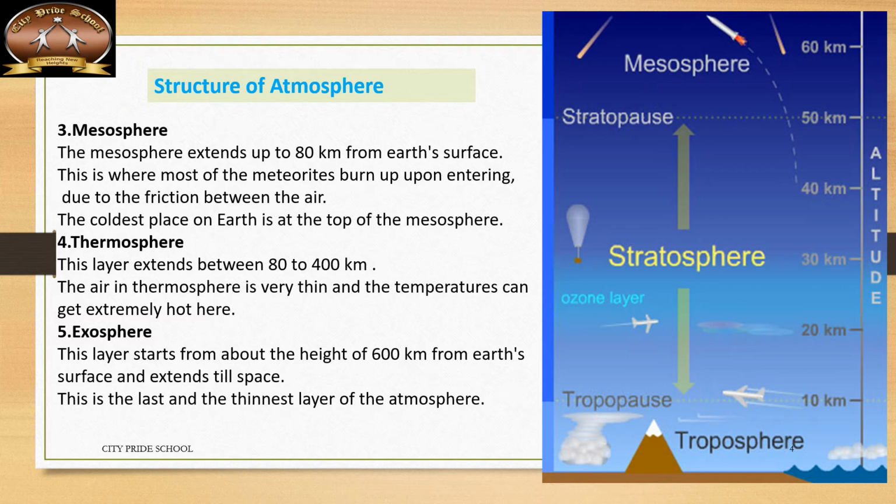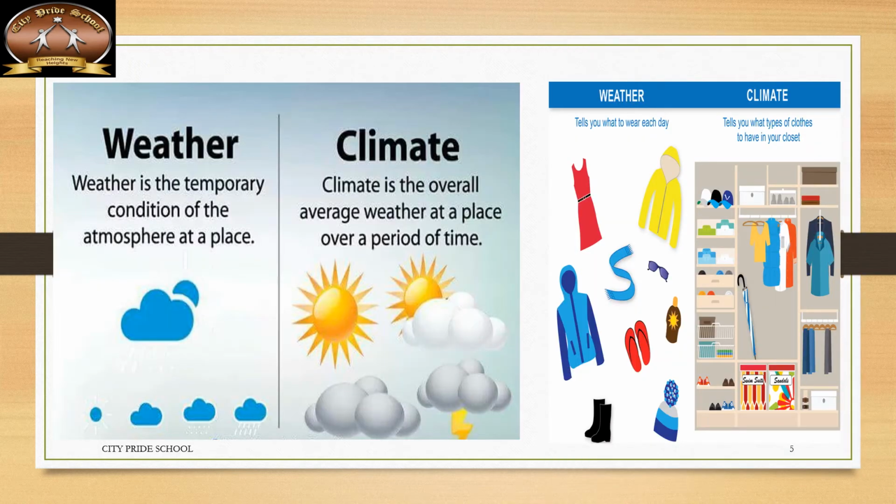Exosphere, the last layer, extends to a height of about 600 kilometers from the Earth's surface, and it also extends till space. This is the last and the thinnest layer of the Earth. So we have now got the 5 layers: troposphere, stratosphere, mesosphere, thermosphere, and exosphere. Now after this we'll see weather and climate.